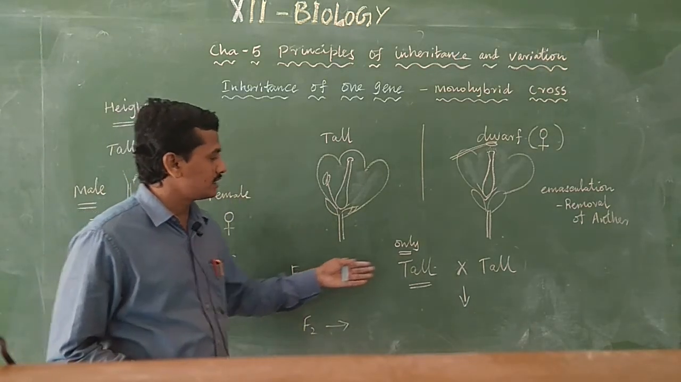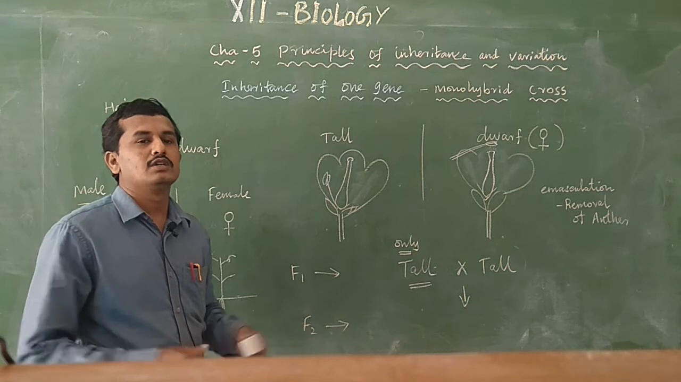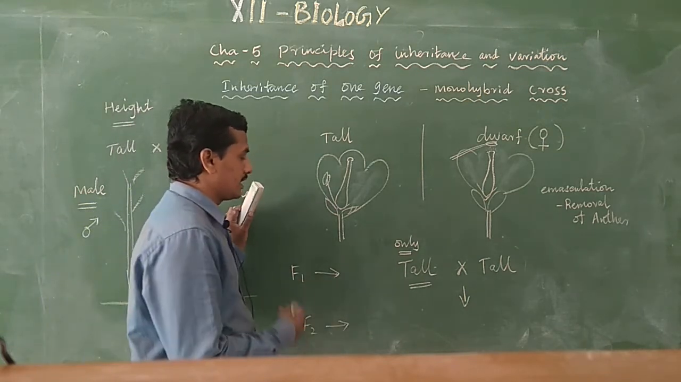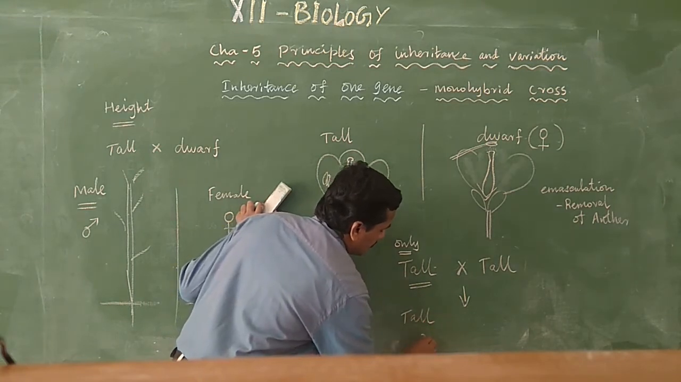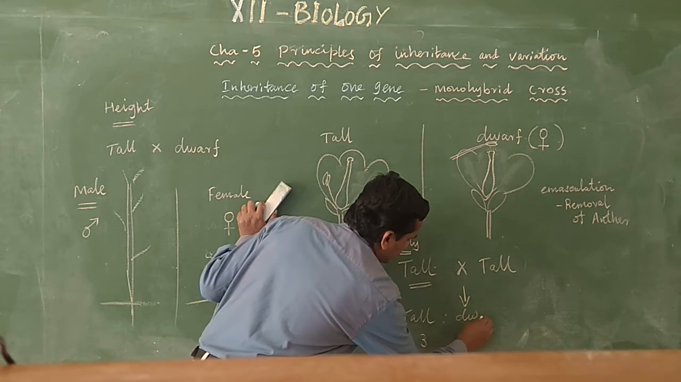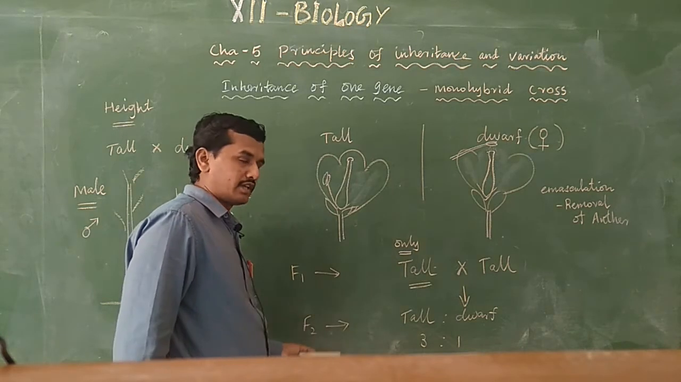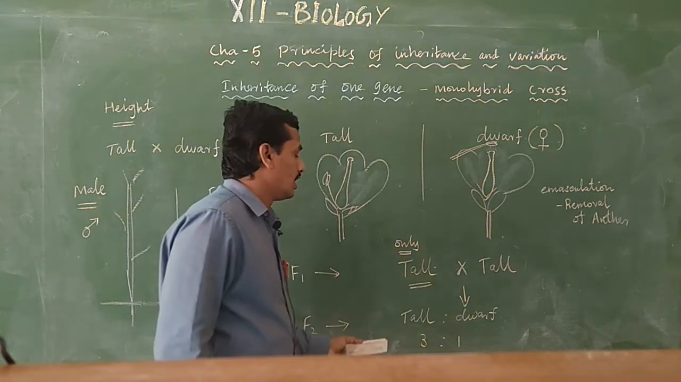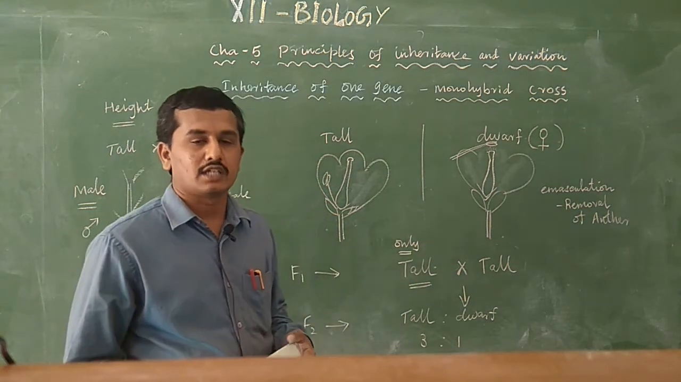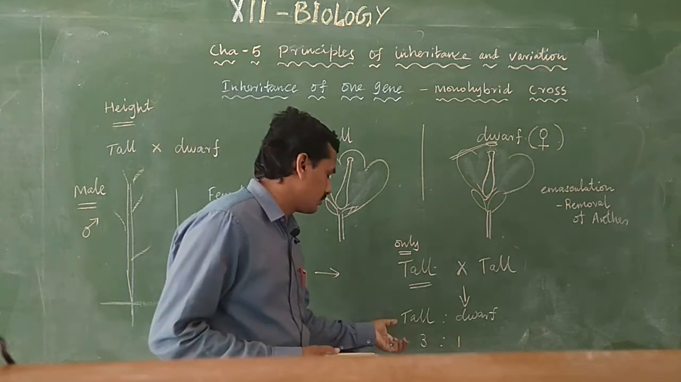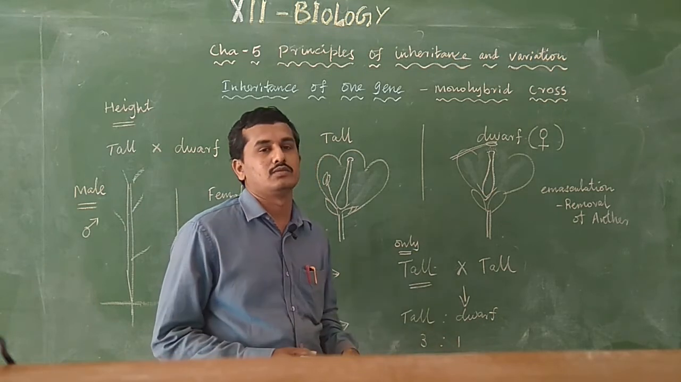Then Mendel crossed two tall plants of the F1 generation. In the F2 generation, the next generation, filial 2, two tall plants were hybridized and cross-pollinated. The result was tall plants 3 and dwarf plants only 1, a 3:1 ratio.